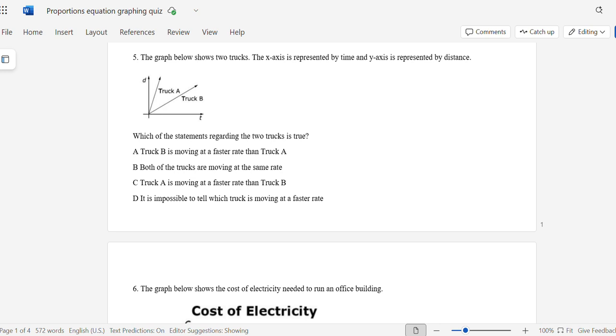Number 5, the graph below shows 2 trucks. The x-axis is represented by time and the y-axis is represented by distance. The graph is below. Which of the statements regarding the 2 trucks is true? A, truck B is moving at a faster rate than truck A. B, both of the trucks are moving at the same rate. C, truck A is moving at a faster rate than truck B. D, it is impossible to tell which truck is moving at a faster rate.